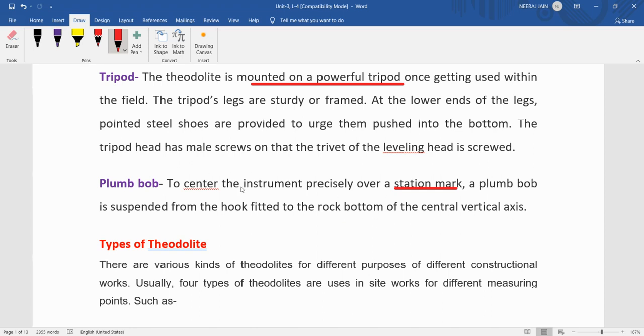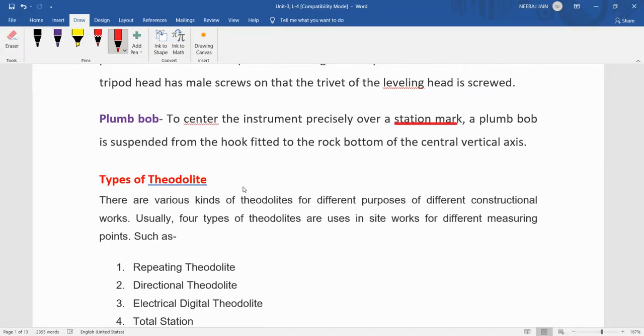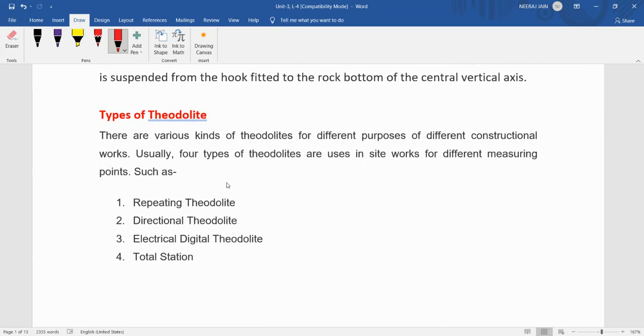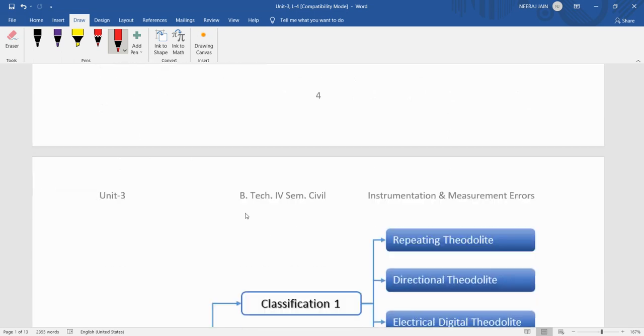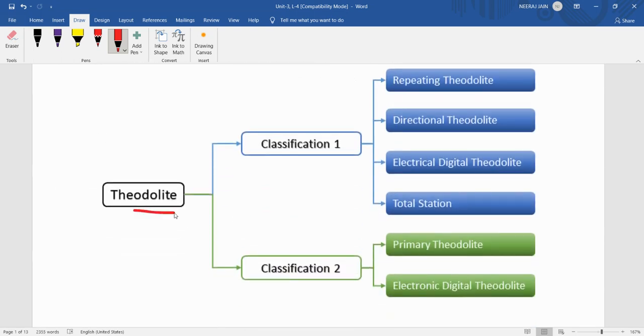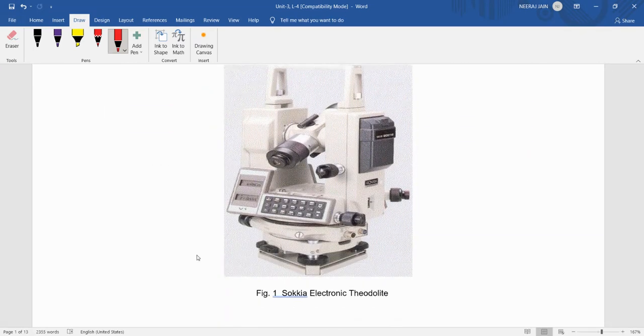So these are the several parts of the theodolite. Types of theodolites: there can be several types, like the repeating theodolite, directional theodolite, electronic digital theodolite, and total stations. Here we can classify the theodolites as repeating, directional, electronic, and total stations. And the secondary classification is into primary and electronic digital theodolites. So these are the different types of theodolite.